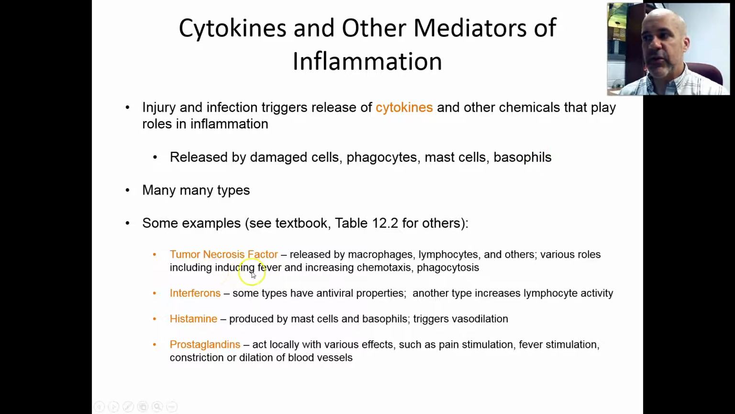One of those is inducing fever, triggering a fever, and increasing chemotaxis. When your phagocytic cells receive tumor necrosis factor as a signal, they become better at chemotaxis. It also increases phagocytosis. So your phagocytes can get better at performing the phagocytosis process when they receive a signal from tumor necrosis factor, or TNF.